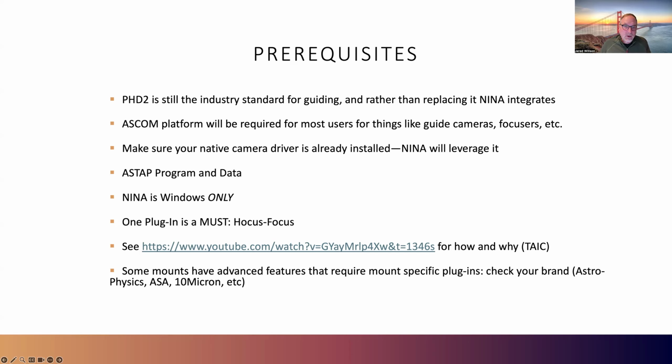And then finally, there are some mounts that have advanced pointing models in them. Astrophysics mounts, ASA, 10 Micron. So a lot of the higher end mounts with absolute encoders or just with very high accuracy have plugins for building pointing models in Nina that can simplify the process a lot. So if you have one of those mounts, definitely look for a plugin. Don't just run the mount without. That's kind of it in terms of prereqs.